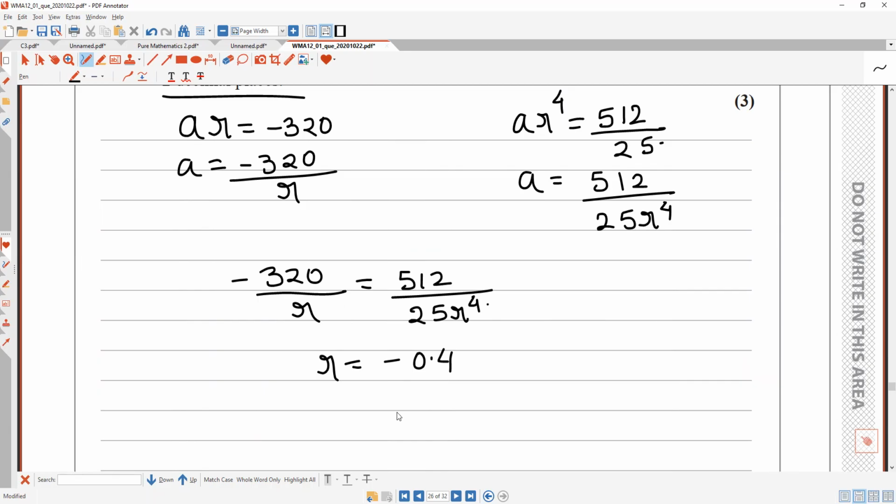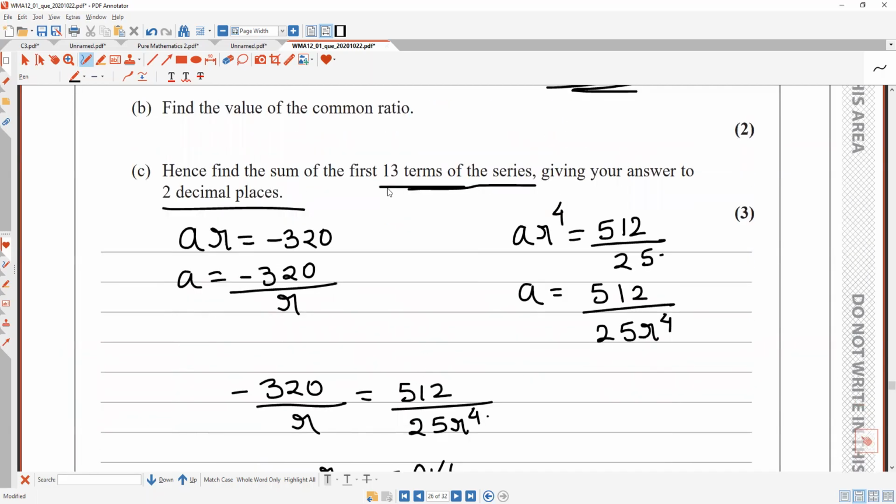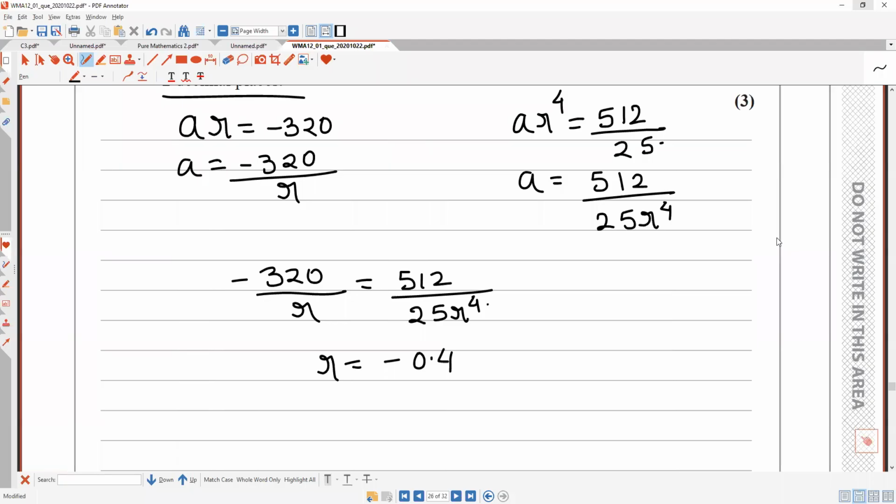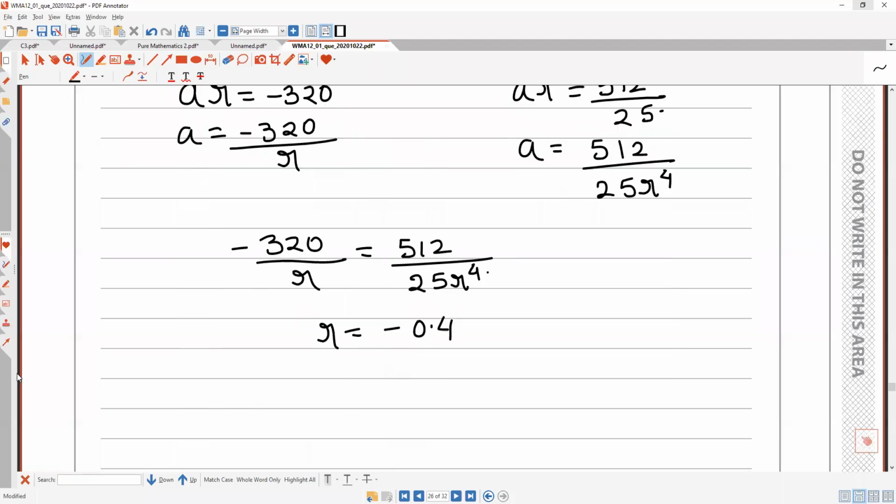So you guys will try to do this on your own now. 13 terms, and you know r is less than 1, right? So set your formula accordingly. I'm pausing the video. So you got the answer 571.43. Let me show whether that is the correct answer or not.